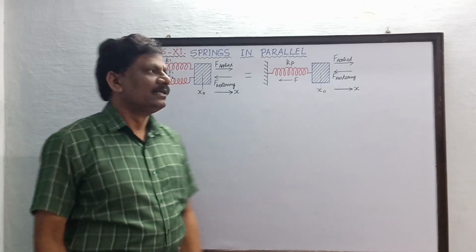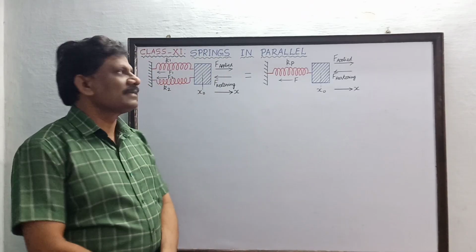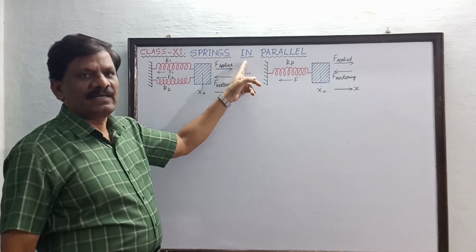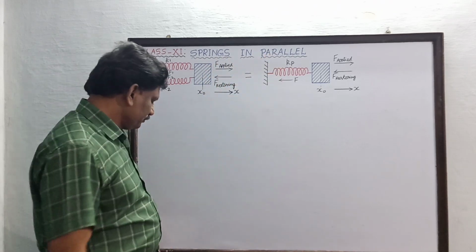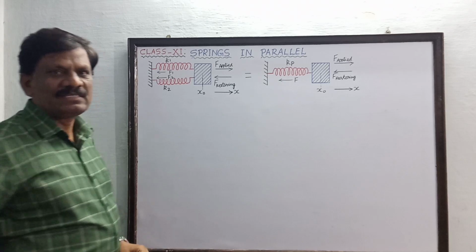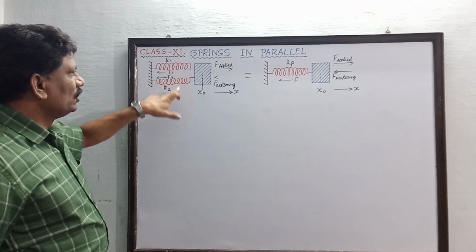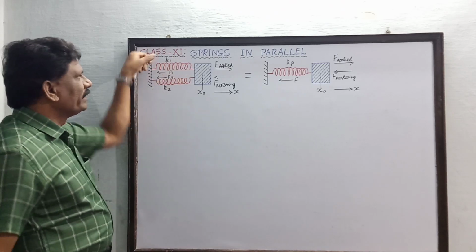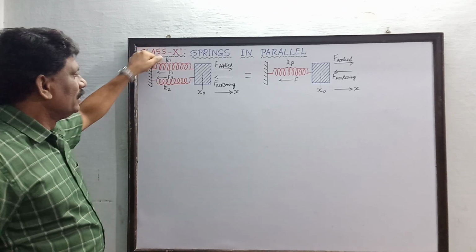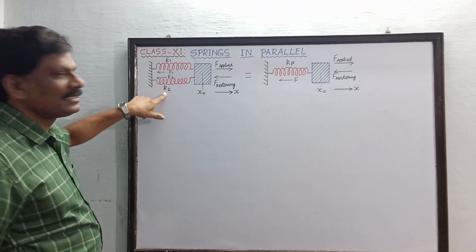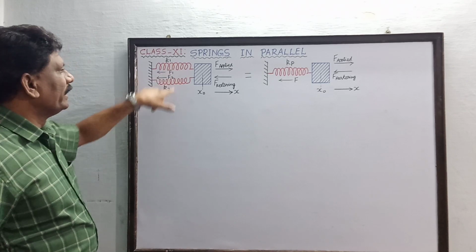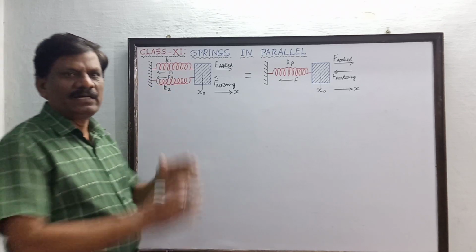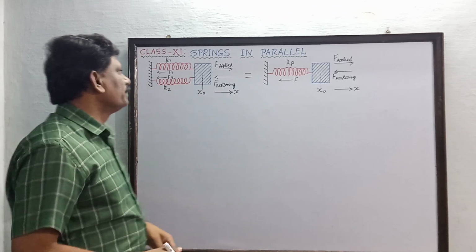Hi students, today we are going to discuss the topic springs connected in parallel. You can look at the first diagram. There are two individual springs. The first one has a spring constant K1 and the second one has a spring constant K2. They are connected in parallel and they are held along the horizontal direction.